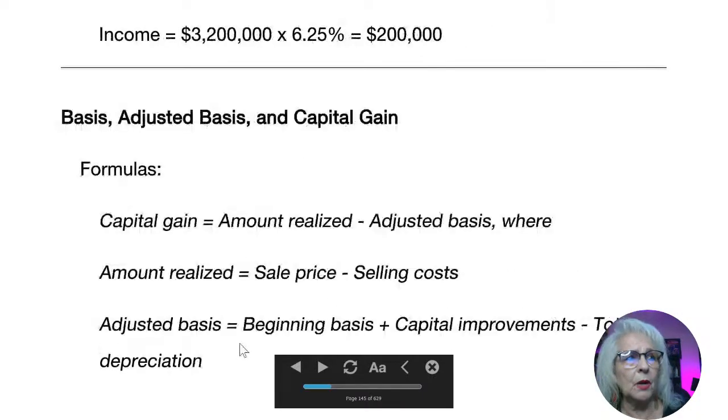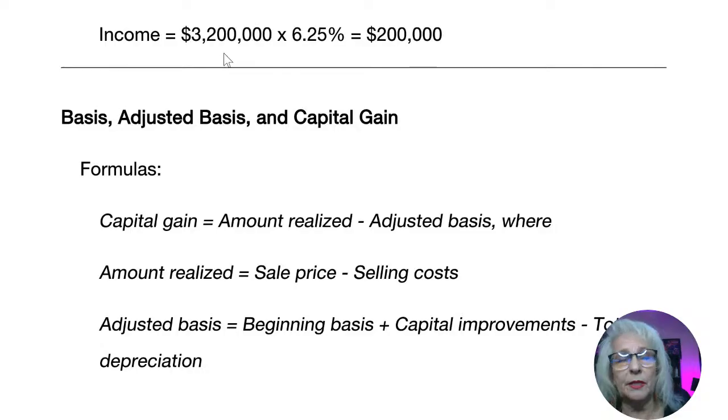So the NOI is 3,200,000 times 0.0625, also 6.25%, equals 200,000. So this formula, written in 3 different ways, solving for a different factor.